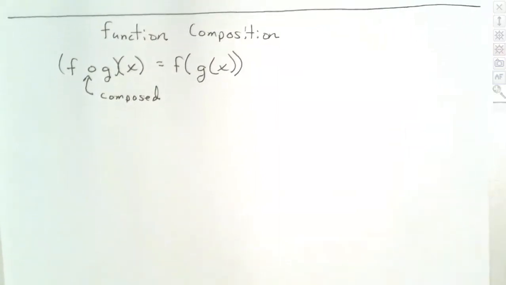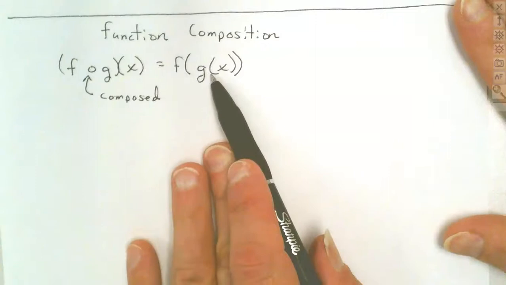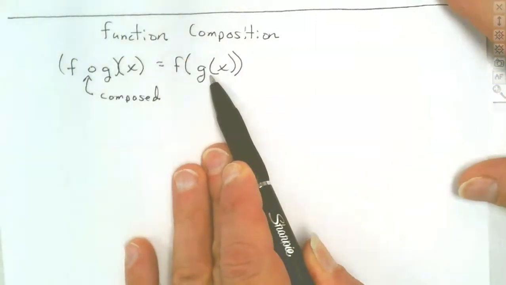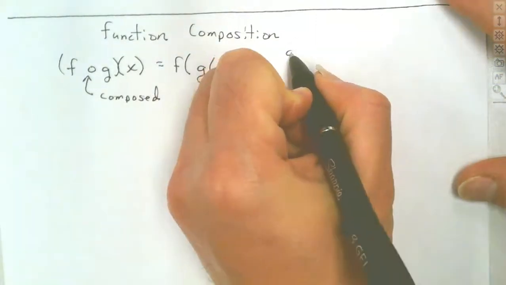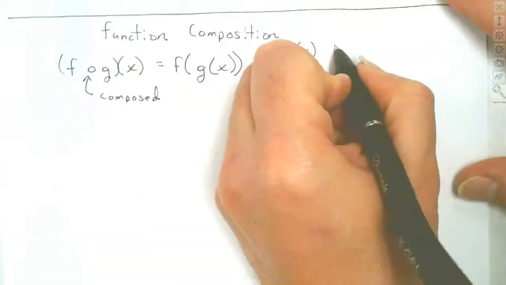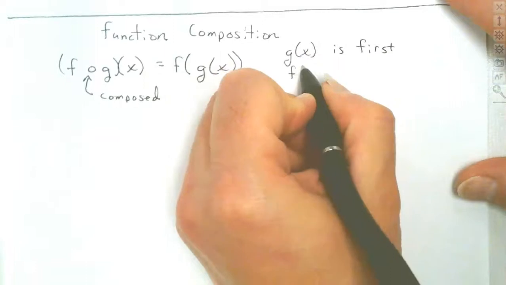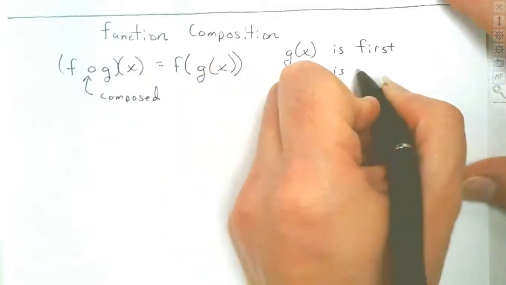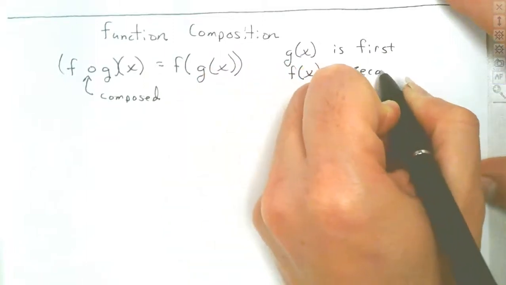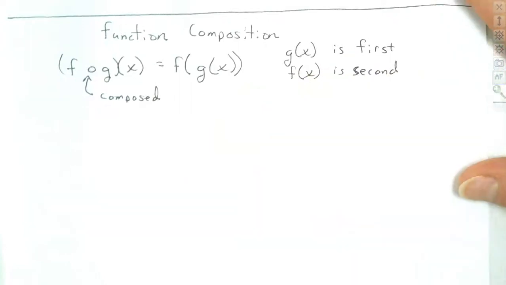Now, when we look at this, we use order of operations. And when we look at these, the g is going to be done first because it's inside. So g is done first. G of x is done first. F of x is second. So you do the g, and then you do the f after that.